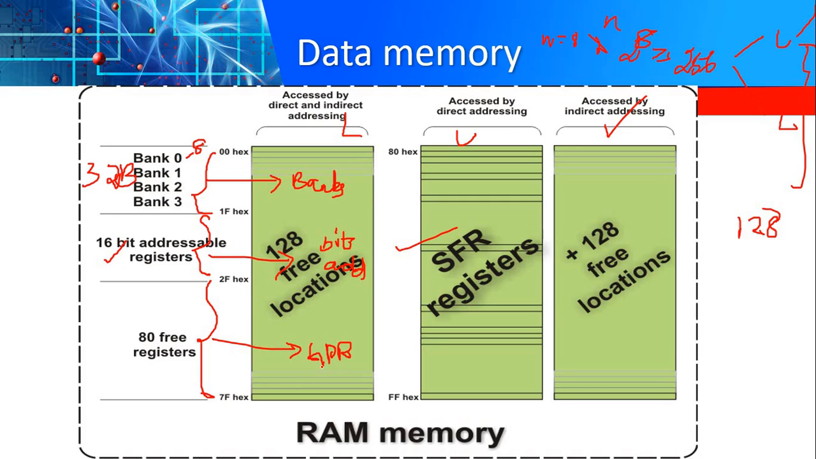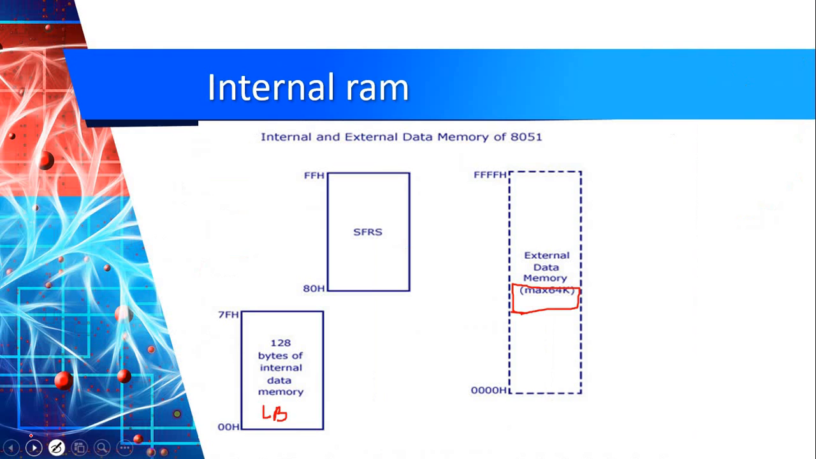And next is the free register, which is a general purpose register. This is otherwise known as scratch pad registers. I can use it for general purpose use. This is part of the internal 128 bytes of RAM allocation, that is 128 bytes of internal data memory.